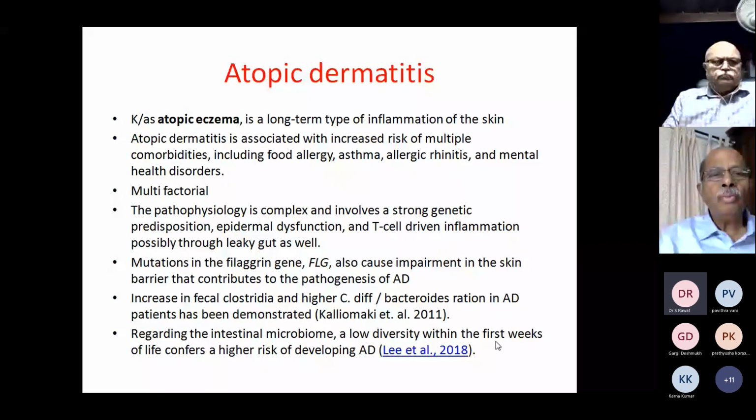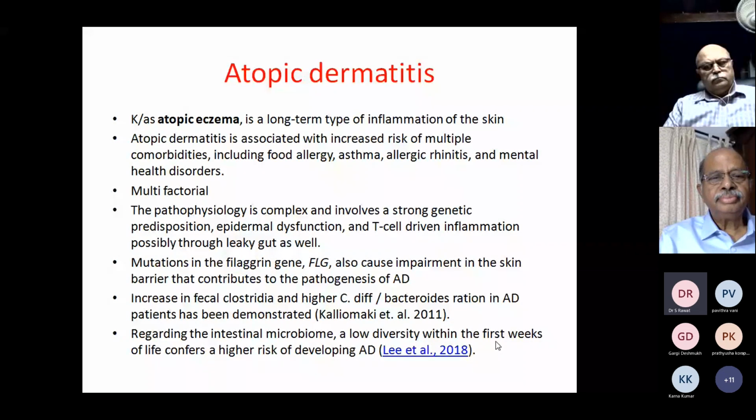First one I am taking is the atopic dermatitis or eczema, and it is a long-term inflammation of the skin, and it is associated with increased risk of multiple comorbidities. So it doesn't come alone, and there is always some other allergy included with it, like food allergy, asthma, allergic rhinitis, and mental health disorders. Now, its etiology is multifactorial, and the pathophysiology is complex, involving a genetic predisposition, epidermal dysfunction, and T cell driven inflammation, which is possibly through the leaky gut as well.